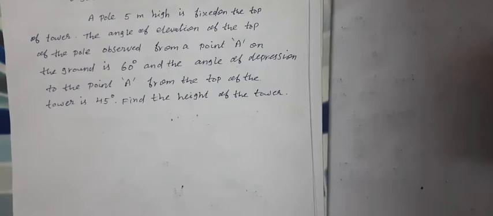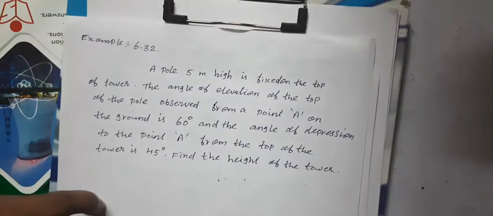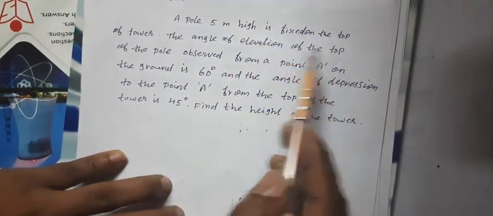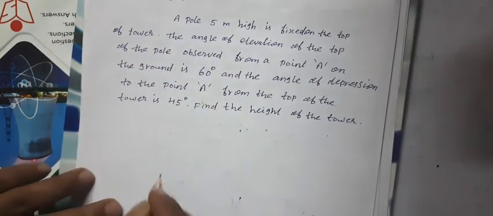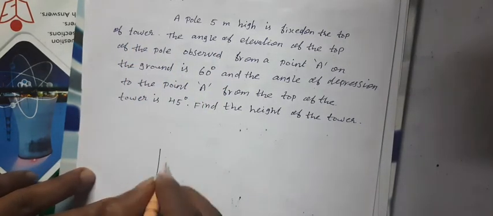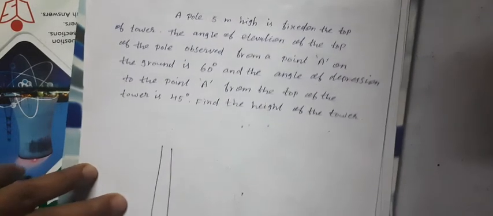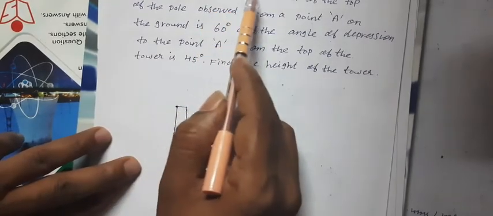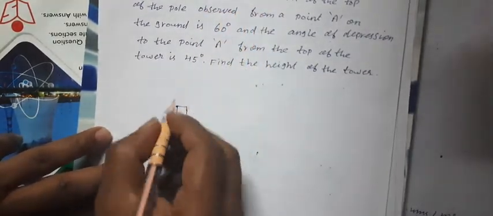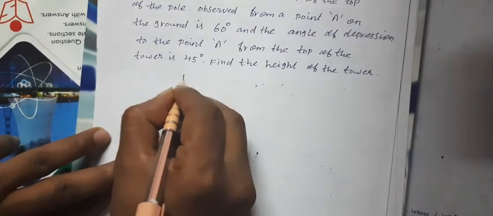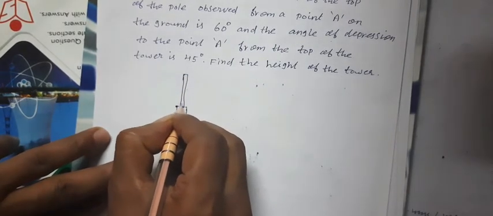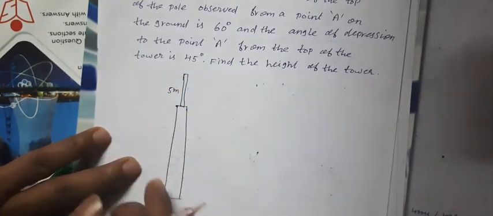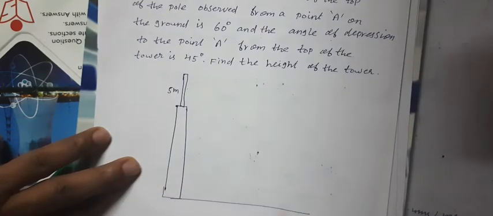Now let's go to example 6.32. Given a pole 5 meter high is fixed on the top of a tower. We can take the tower, and the 5 meter high pole is fixed on the top of the tower, and this is the ground.